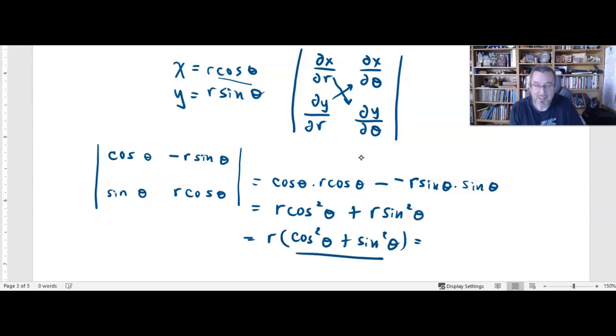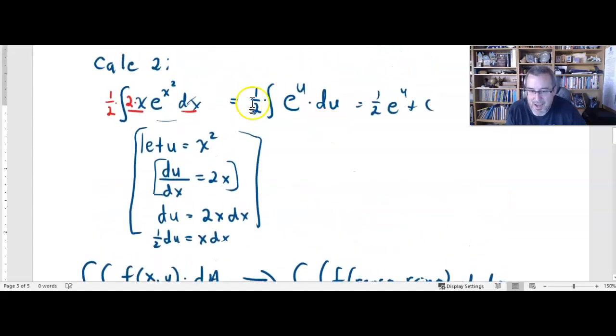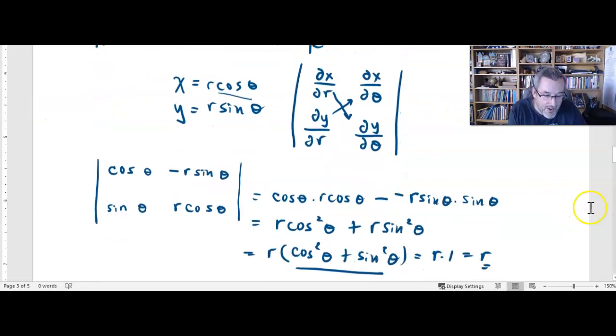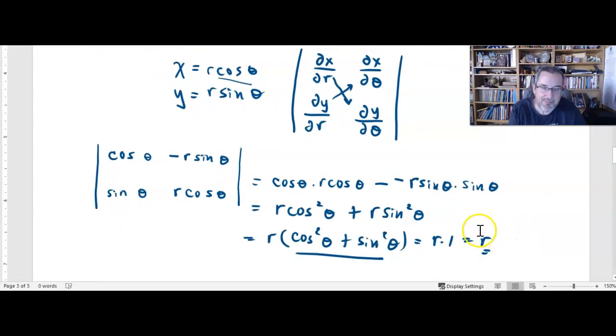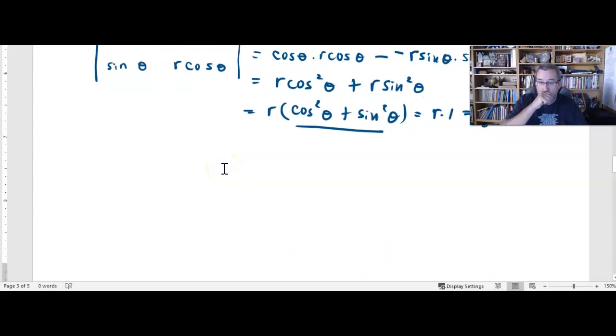And I hope you recognize this Pythagorean identity. Cosine squared plus sine squared is equal to 1. And so this comes out to be just r times 1, which is equal to r. There it is. So just like over here, we had to see that relationship that du is 2x dx, or ultimately 1/2 du was x dx. So to make the conversion, we had to replace x dx with 1/2 du. Kind of the same way here, we have to replace our dx dy with r dr d theta. So this is the process that we run through to kind of see where these things are coming from.